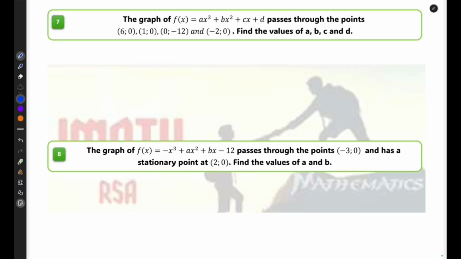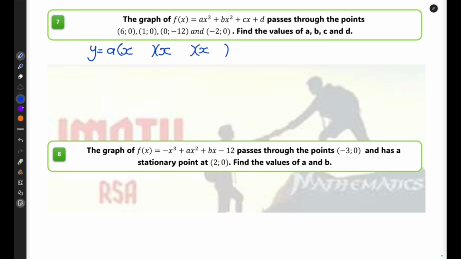Question 7. So you can also get questions where they don't even give you a sketch. They just give you a lot of info, and you need to know how to use the info. So in this case, if I look at the points that they give me, there's a 0, there's a 0, and there's a 0. So they are actually giving me 3 x-intercepts and a y-intercept, which means I can immediately start with the 3 brackets formula.